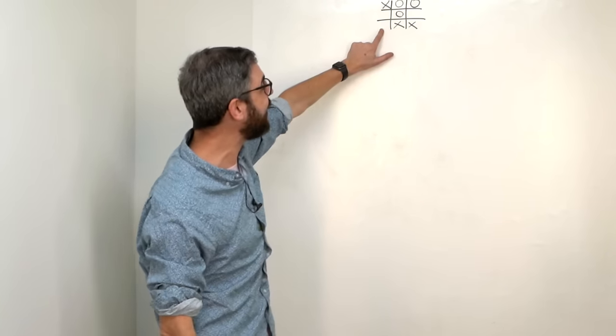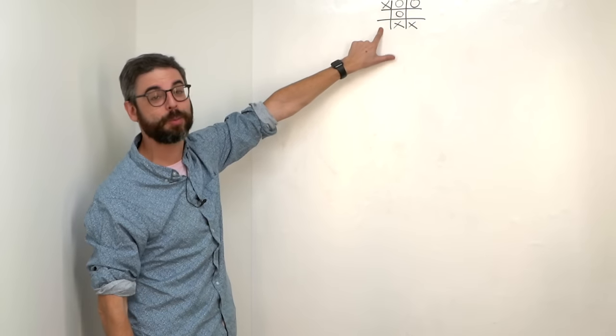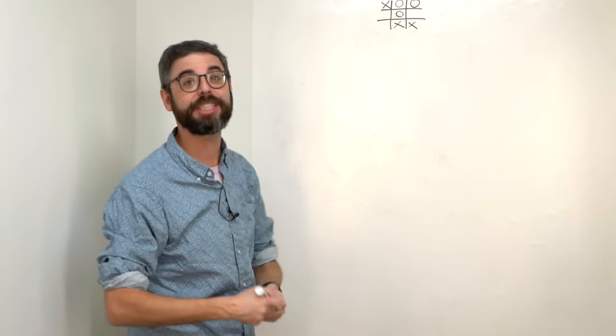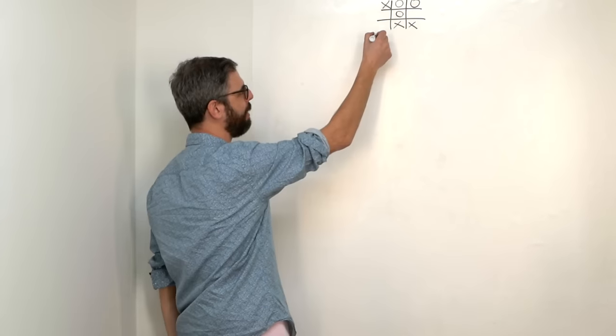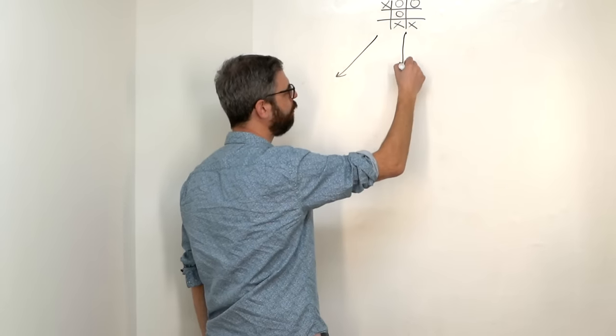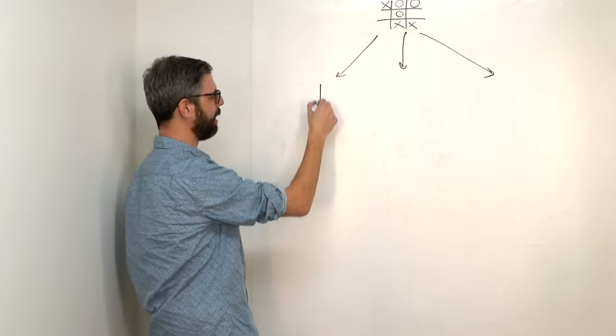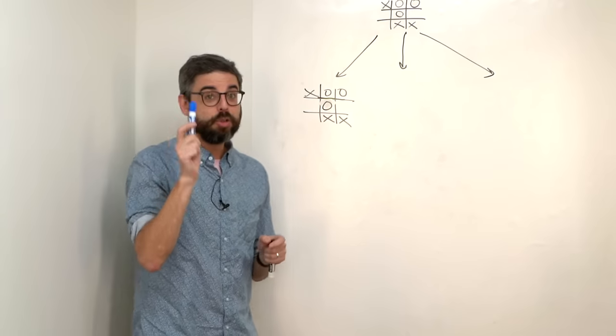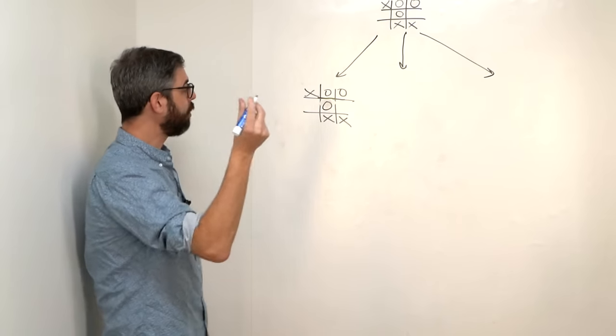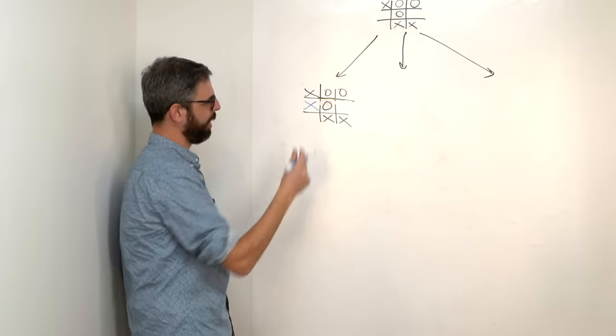So right now it's X's turn and X has three possible moves. I could express that in a tree diagram as move one, move two, and move three. Let's take a look at what I mean by that. I'm going to use a blue marker so you can see the new moves. Let's say one possible move is X going here.